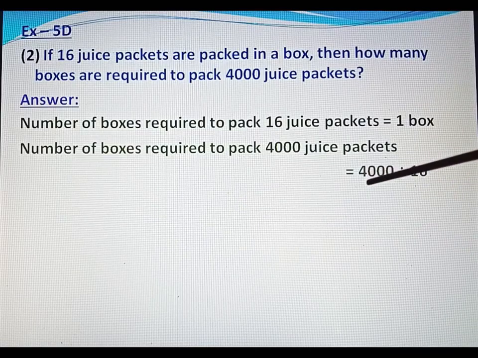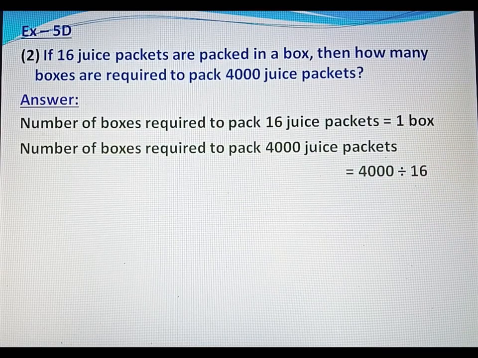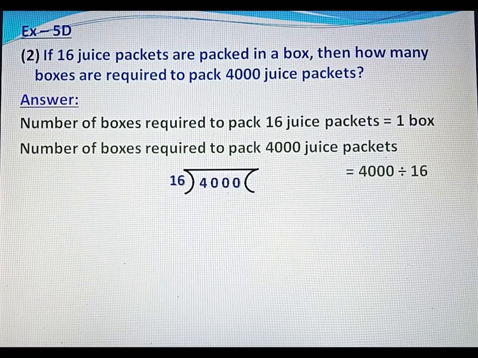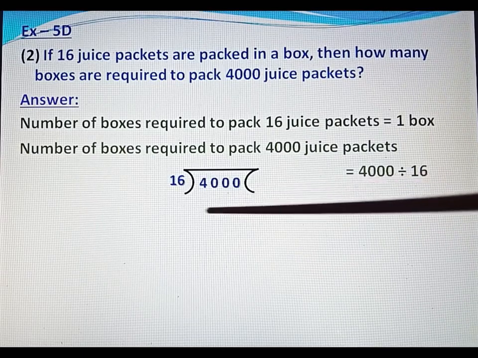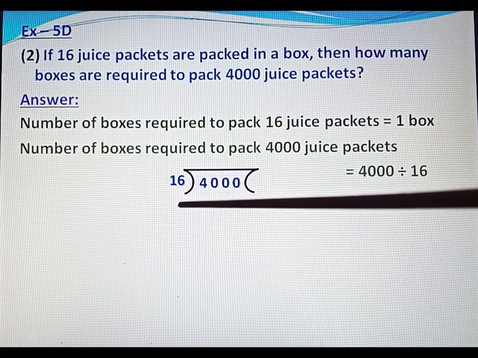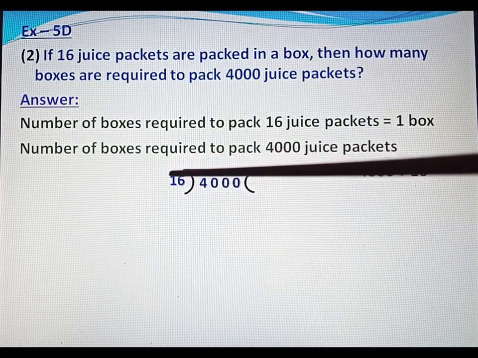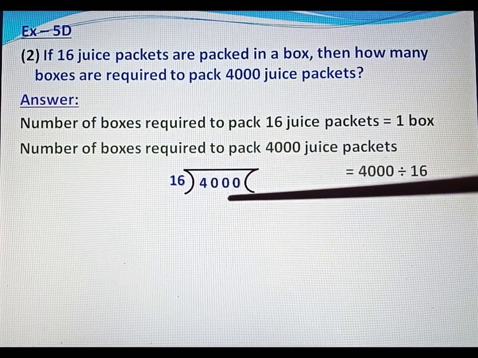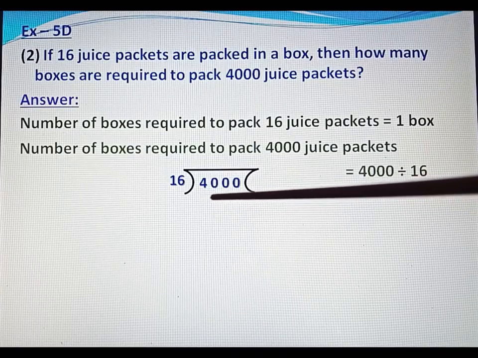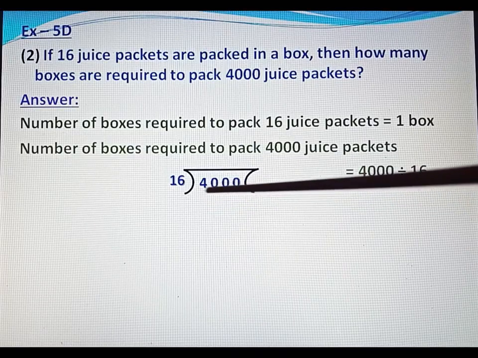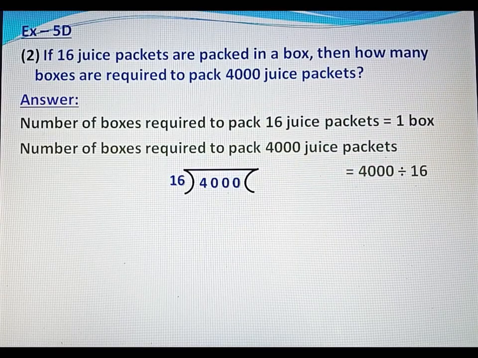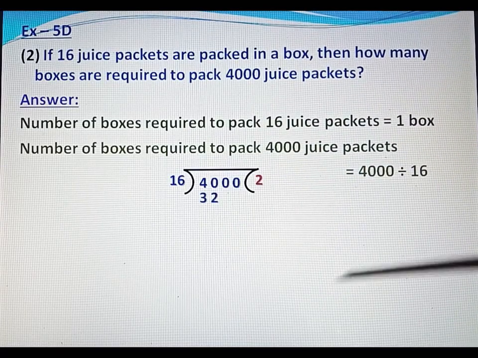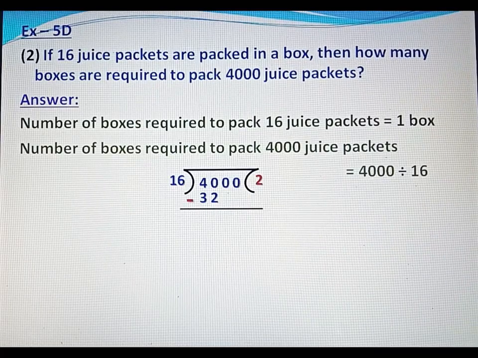We will divide 4,000 by 16. See, 4,000 is dividend, so we have written here, and 16 is divisor, so we have written on the left side. Now we will multiply 16 by that number so that it is equal to 40 or less than 40. It should not be greater than 40. So we will multiply 16 by 2. 16 twos are 32 and then we will do subtraction.